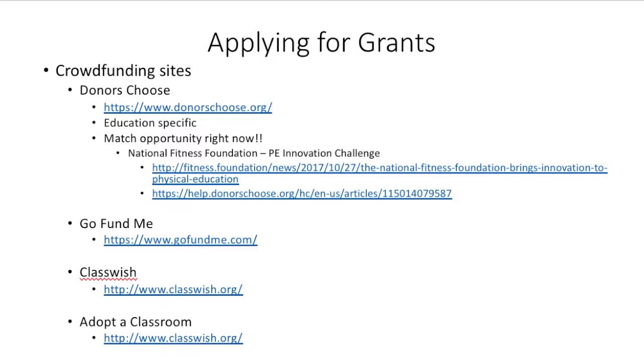Donors Choose is a really big one. Donors Choose is education specific. So only education people use it, teachers. And essentially what teachers do is they say, hey, I want to do this with my students in my classroom.